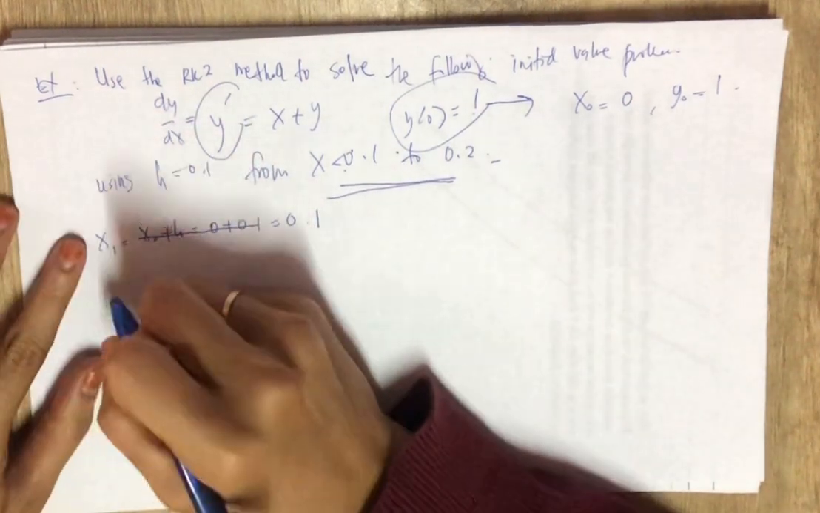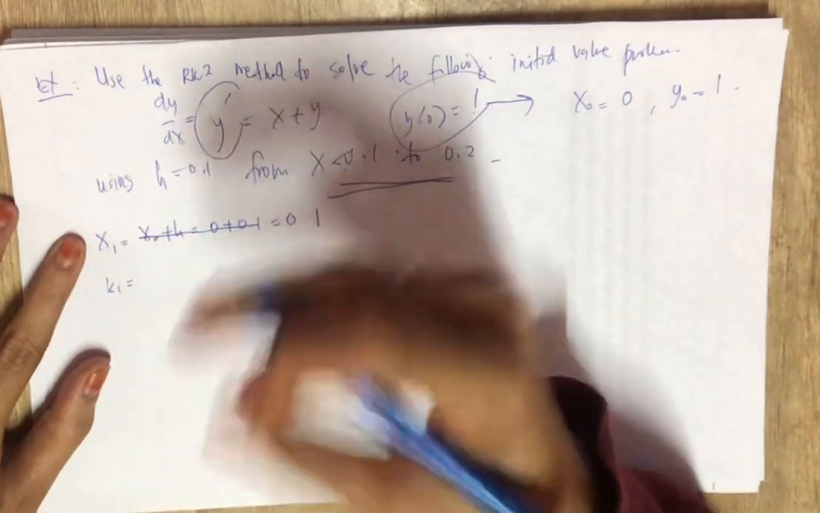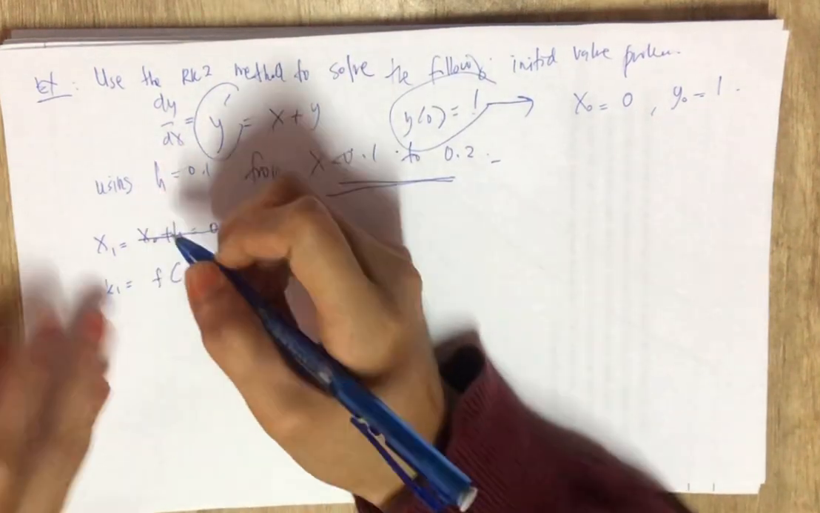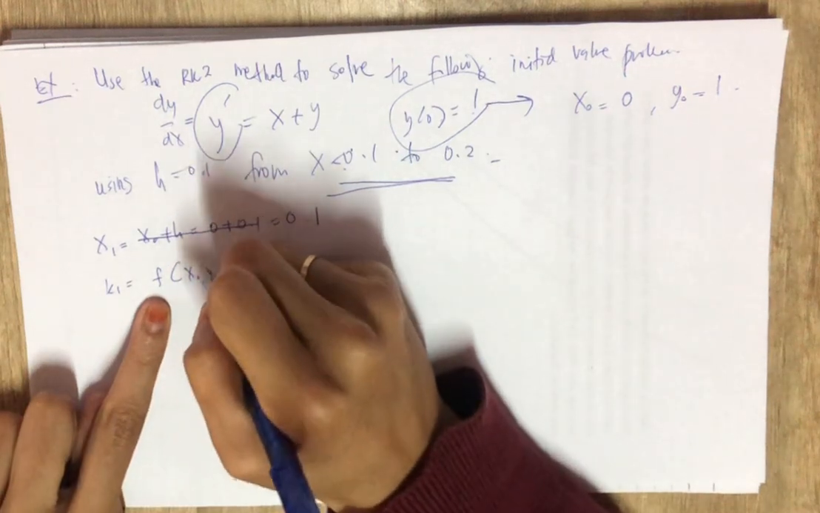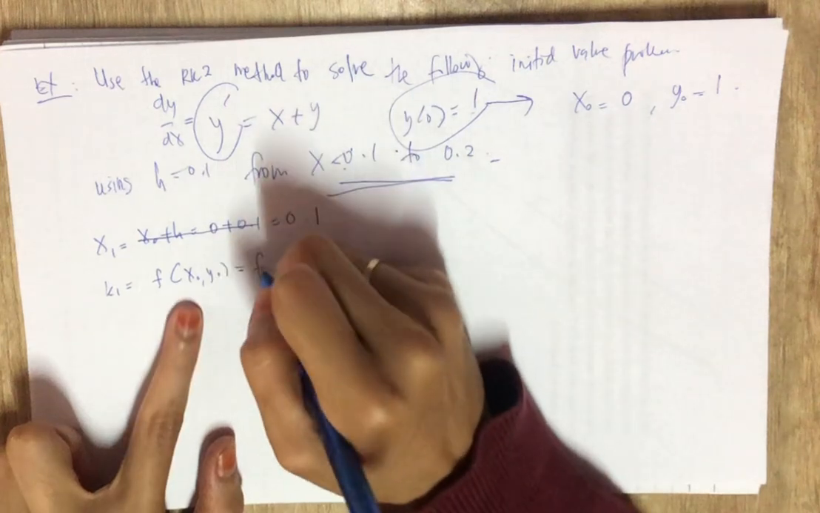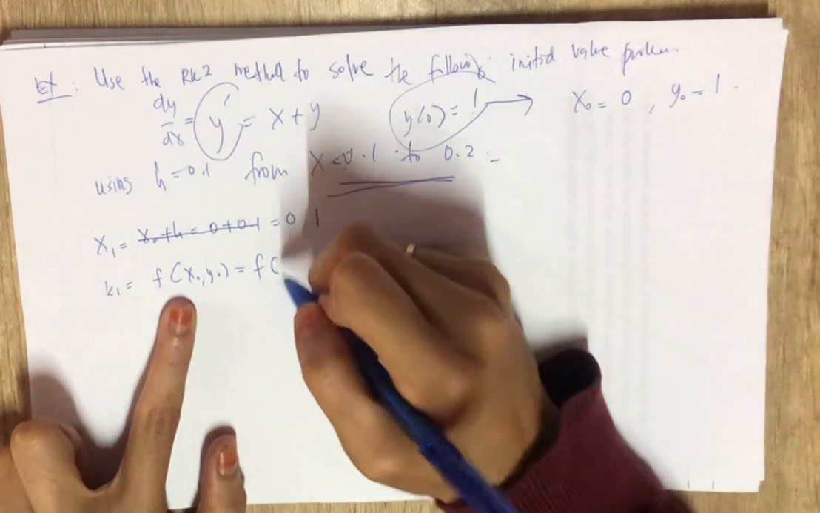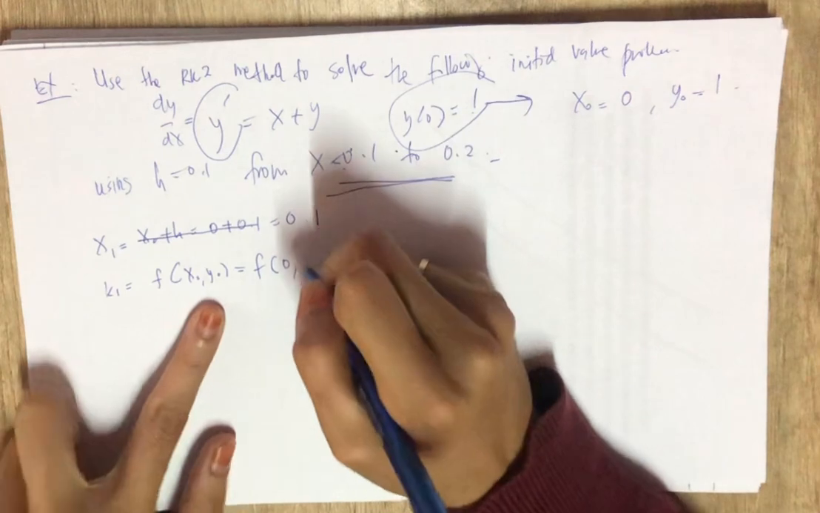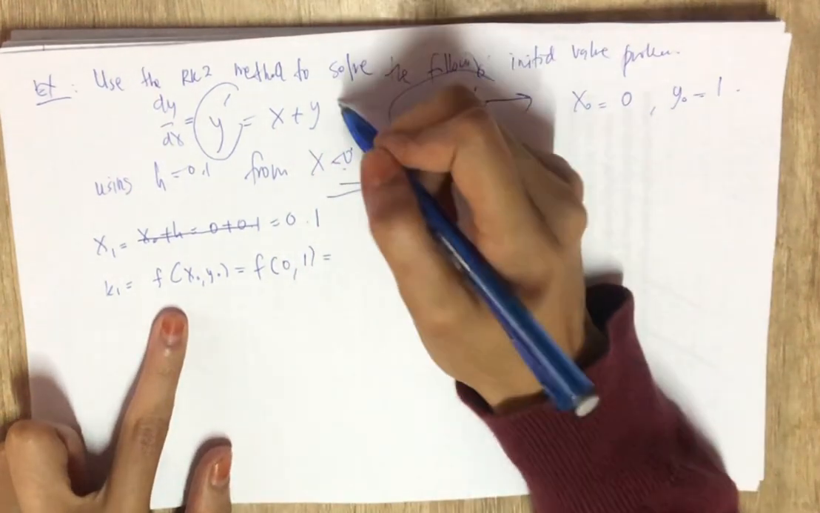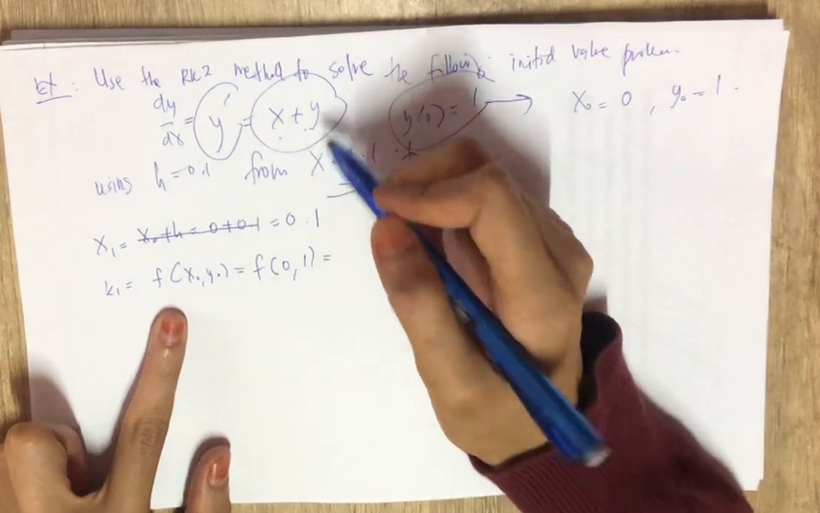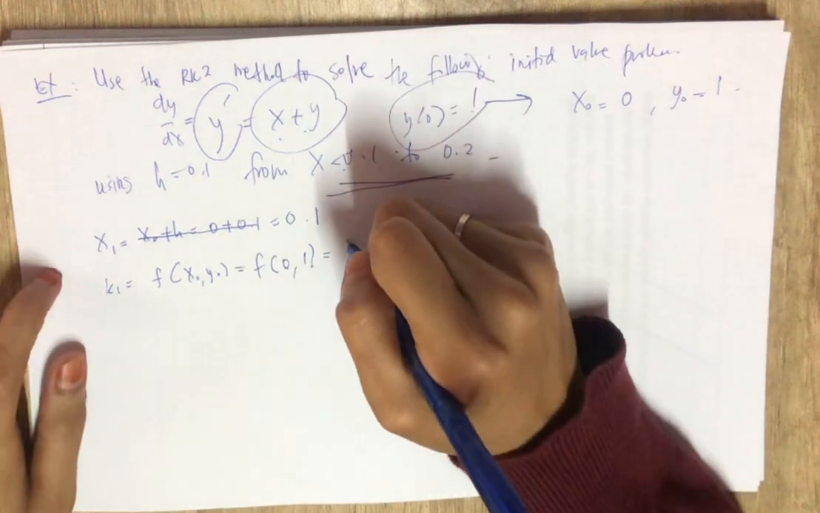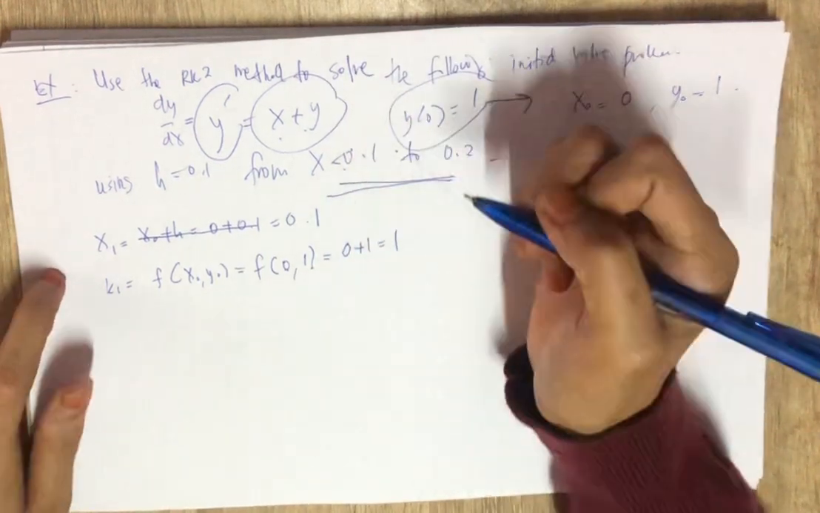To find y1 you need to find your k1 first. To get y you must find k1 and k2. So we start with k1. So k1 is f of x naught, y naught. Your x naught is 0, your y naught here is 1. You put 0, 1 into this equation, where 0 represents x and 1 represents y. So therefore 0 plus 1, the answer will be 1.